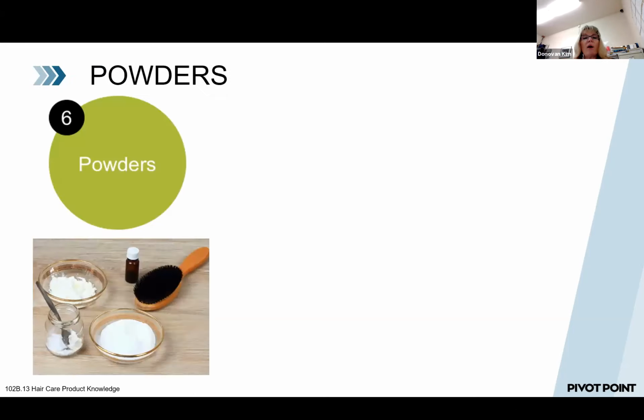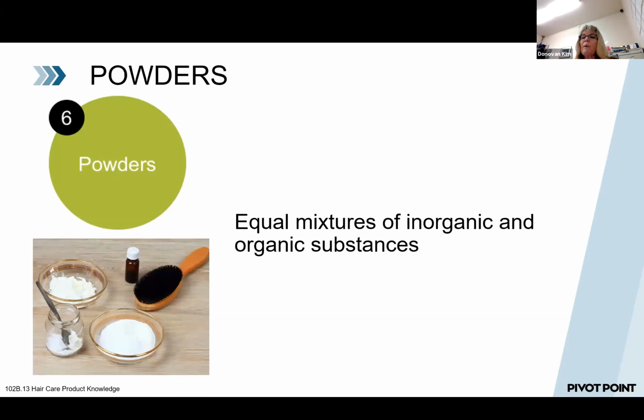And then powders. Powders, depending on how they make them, can have organic or inorganic substances. You could have a talc powder. You could have a mineral powder, just depending on what type of powder it is. They usually don't dissolve in water very easily. And then powders have been sifted, so they're free.